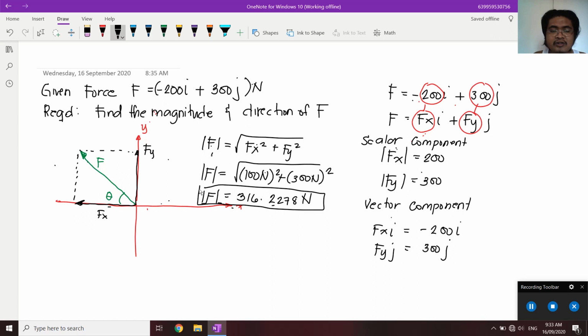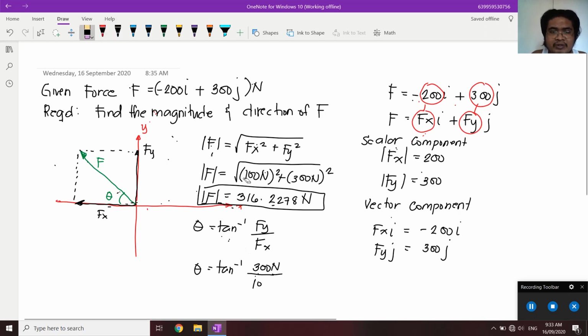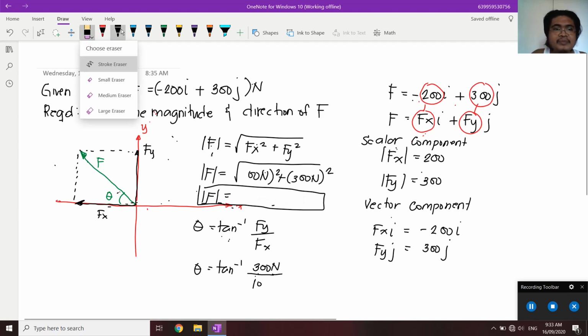Same ng pagsasolve ng direction, if this will be our theta referred to the x-axis, theta is equal to arctangent of f of y over f of x. Again, tangent, this is the opposite, kaya kinuha natin ang f of y sa taas, tapos ang adjacent niya is f of x. Do not include the sign, kasi na-drawing na natin kung nasang quadrant siya. This will be 300 divided by 100. The magnitude pala is 200, so mali ito. It should be 200.